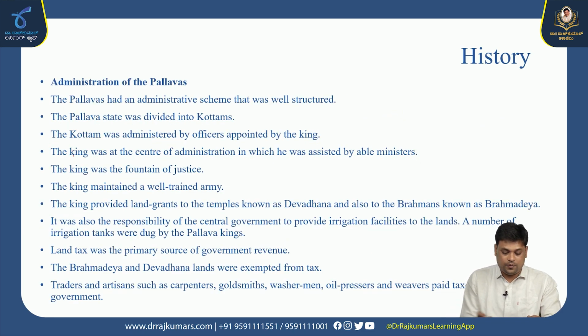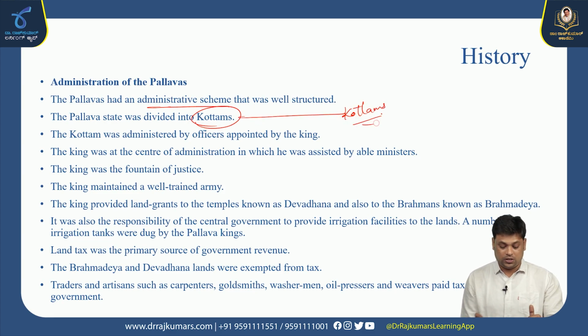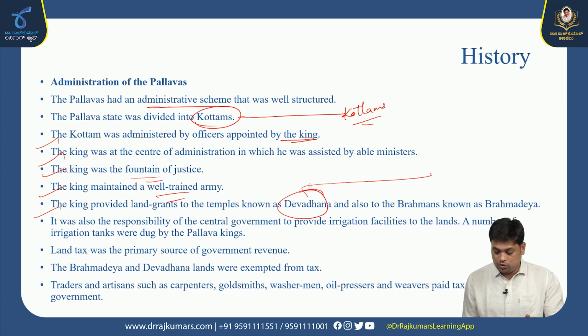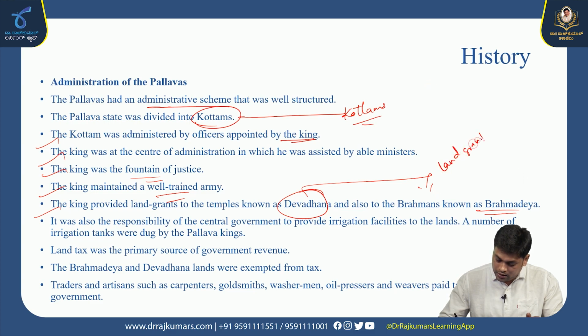Okay, so administration. The administrative scheme was well structured. The complete state was divided into kottams, K-O-T-T-A-Ms. Kottams means states, provinces. The kottam was administered by officers directly appointed by the king as governors. The king was at the center of this administration, and the king used to dispense justice, and maintained a well-trained army as well. Devadhana was also given to the Brahmanas, known as Brahmadeya, which means the king started providing land grants to the Brahmanas. That particular term is known as Brahmadeya.